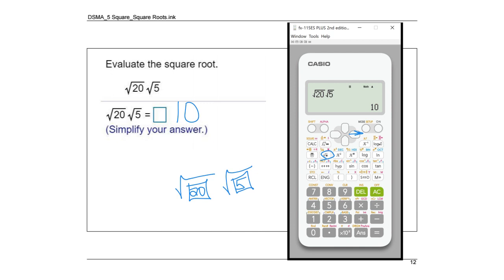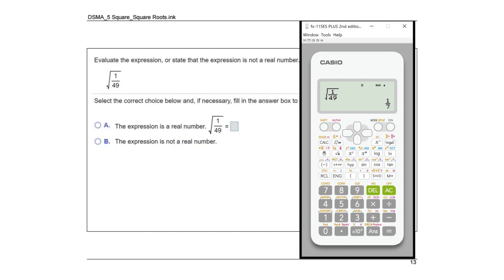The reason it's 10 is there's lots of rules with square roots. Again, we're not going to worry about those. If you go take college algebra, you get to worry about those. But what would happen is you would multiply the 20 times the 5 under the radical. That would give you the square root of 100. And of course, the square root of 100 is 10.